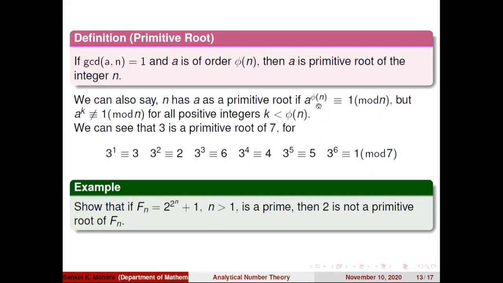So in this fashion, phi of 7 is equal to 7 minus 1, 6. So 3 to the power phi of 7 is congruent to 1 modulo 7. That's why 3 is a primitive root of 7. And 3 and 7 are co-primes, means GCD of 3 comma 7 is equal to 1.